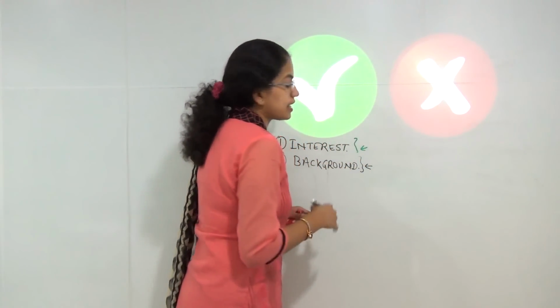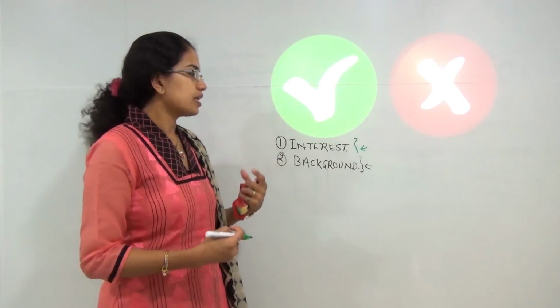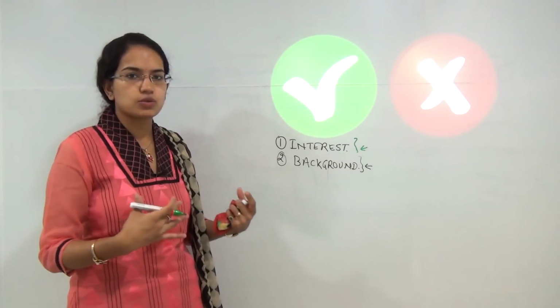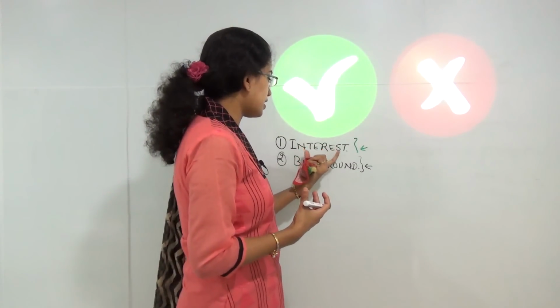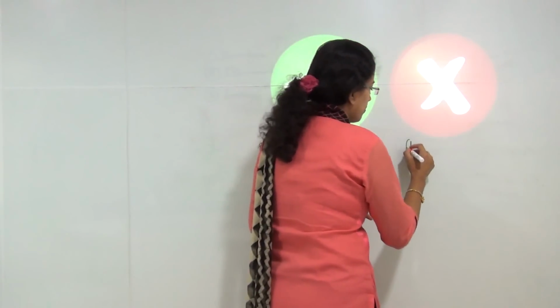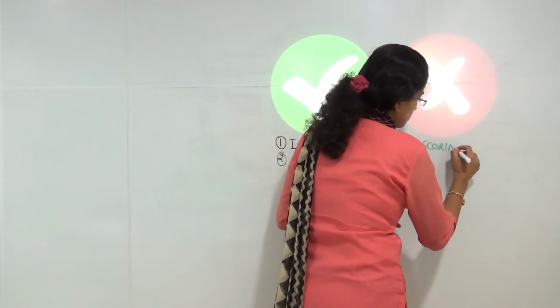Next is your interest. If the subject is scientific and you have a scientific aptitude, just go for that subject. If you have an aptitude which is more oriented towards writing, go for a humanities subject. So it's very important to check your interest and background, and never ever go by these 2 things which most of the coaching institutes propagate.